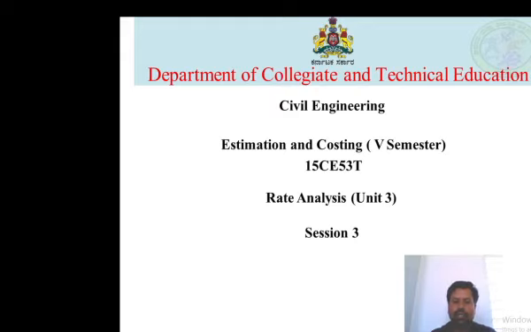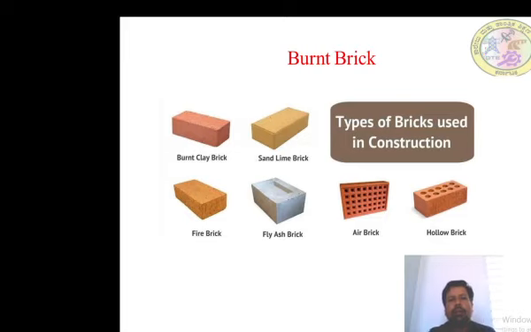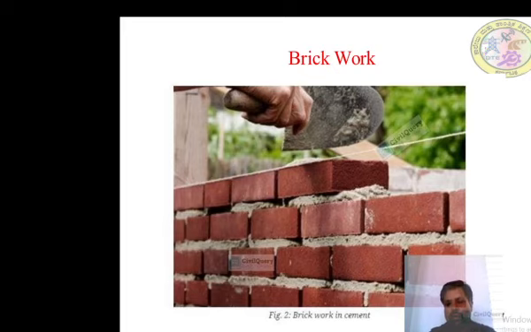Today, let us start session 3 about brickwork and hollow brickwork. Though there are varieties of bricks: burnt clay brick, sand lime brick, fire brick, fly ash brick, air brick, and hollow bricks. These types of bricks are used in construction. We are doing brickwork construction, a 9-inch wall or 4-inch wall, constructed in cement mortar.